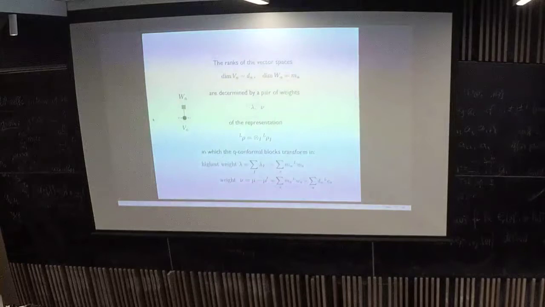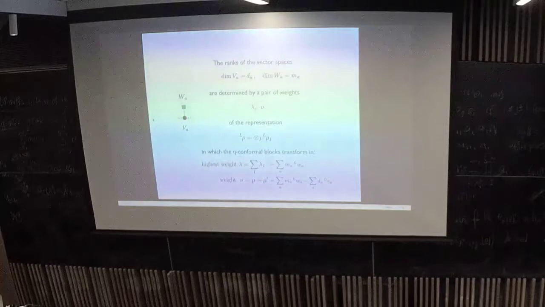The ranks of the vector spaces associated to the nodes are determined by pairs of weights of the representation of U_q of the Langlands dual Lie algebra, in which the q-conformal blocks transform. The flavor nodes are determined by the highest weight, and the ranks of the gauge nodes are fixed once you pick which weight.